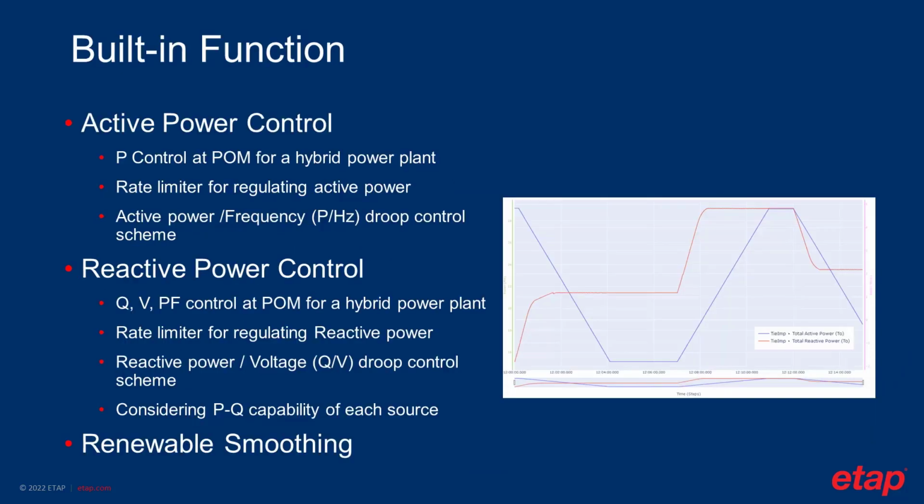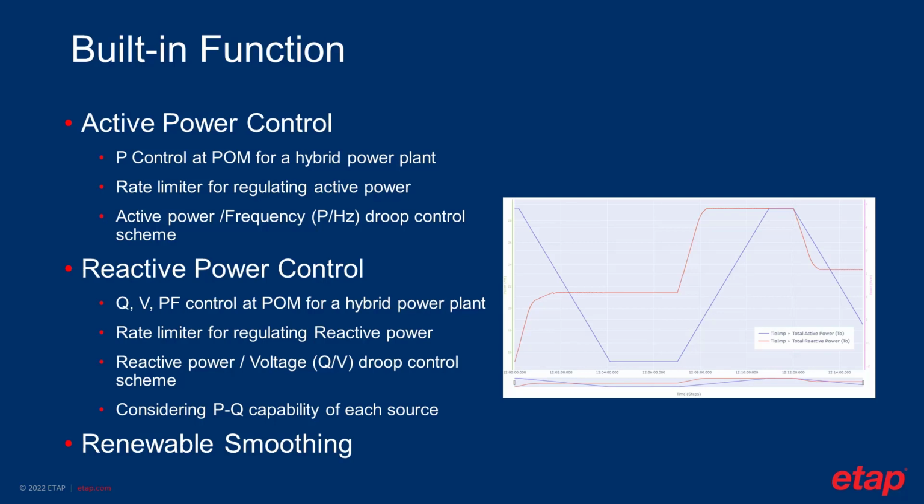The next important thing to discuss is the built-in functions of ETAP PPC. The power plant controller that ETAP offers has active power control, reactive power control, and renewable smoothing functionalities built within it. For the active power control, the power at the point of measurement is regulated, and this functionality can have a rate limiter and a PH droop control.